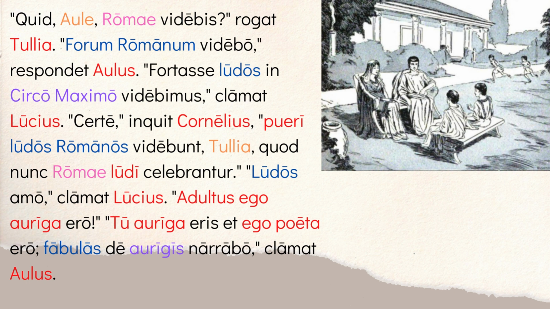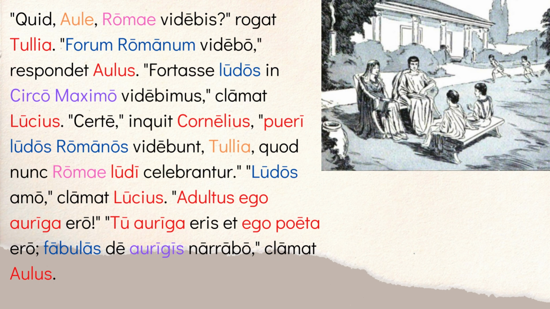Asks Tullia. Then you have the response. You have forum Romanum videbo, responded Aulus. So Aulus responds, I will see, right, videbo, I will see the Roman forum. And notice what the book's doing here. You had a first conjugation verb in the first paragraph, ambulare. Now you're getting a second conjugation verb, videre. So it's all going to be seeing. I will see, you will see, and down the line to give you the repetition. So he says, I will see the Roman forum.